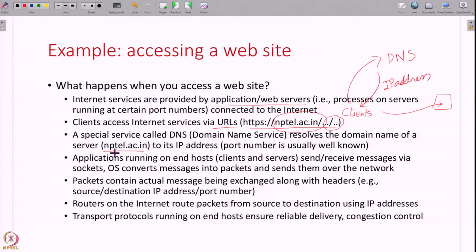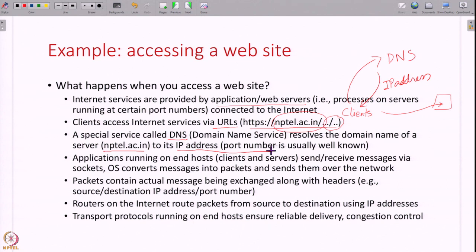This domain name is nothing but an easy to remember name which can be used instead of an IP address to talk to a server. So, you use the domain name, DNS will give you the IP address, and then you use this IP address and the port number.